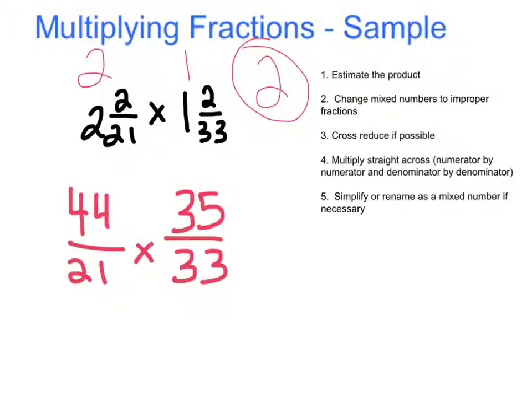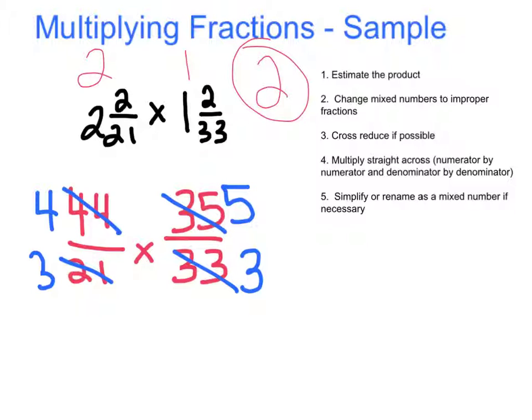Next, I want to cross-reduce if possible. I look at 44 and 33, and I see that 11 goes into both. 11 goes into 44 4 times. It goes into 33 3 times. I look at 21, and I look at 35, and I know that 7 goes into both of those. 7 goes into 21 3 times, and 7 goes into 35 5 times.